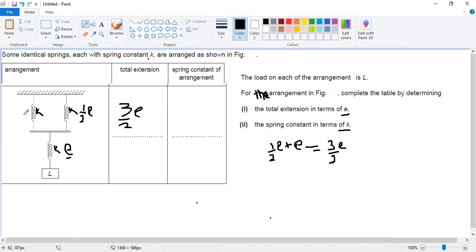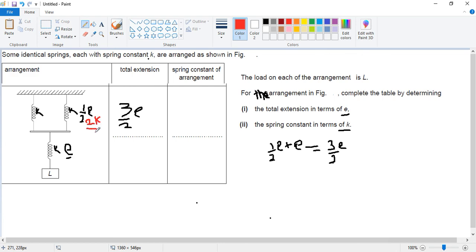How do you get spring constant in parallel? The spring constant in parallel is actually the sum. So the spring constant in parallel here will be K plus K. For the parallel combination, the spring constant is 2K. Let me use a different color for the constants on the diagram. Because they are in parallel, we sum up the spring constants.